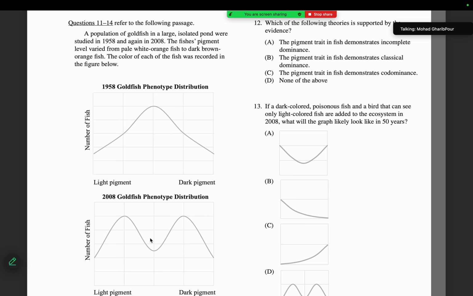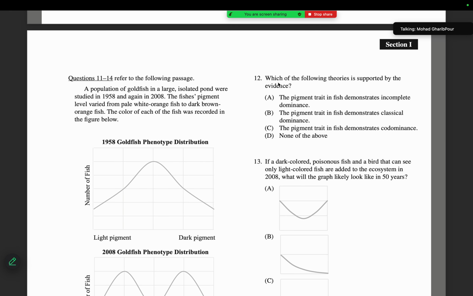Okay, this is called disruptive selection, okay? Because it disrupts the average value. So number 12, which of the following theories is supported by the evidence?